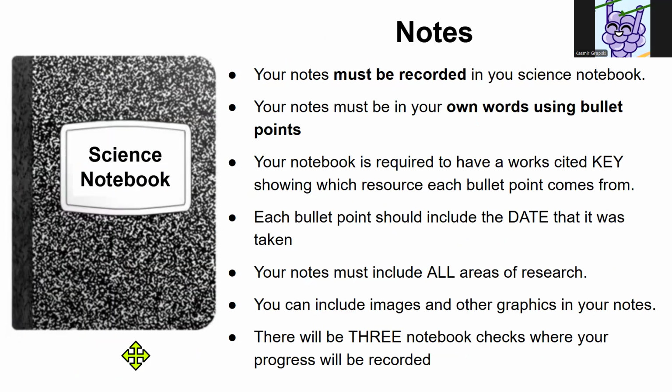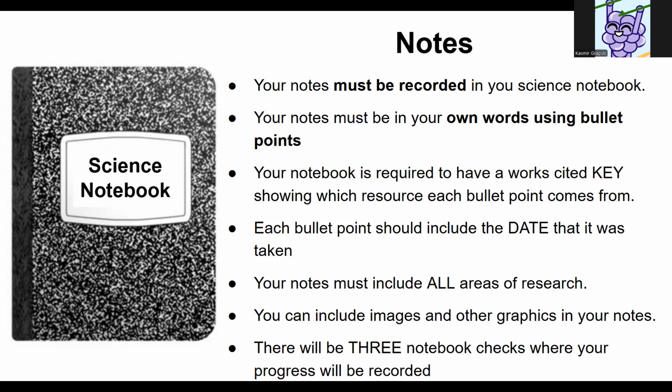So we are going to be doing all of this research in our science notebooks. So your research must be recorded in the back of your composition notebook. Your notes must be in your own words using bullet points. Your notebook is required to have a works cited key showing which resource each bullet point comes from. Each bullet point must include the date that it was taken. Your notes must include all areas of research, and you can include images and other graphics as well in your notes. To make sure that everyone is following along with the research project, there will be 3 notebook checks where your progress will be recorded.